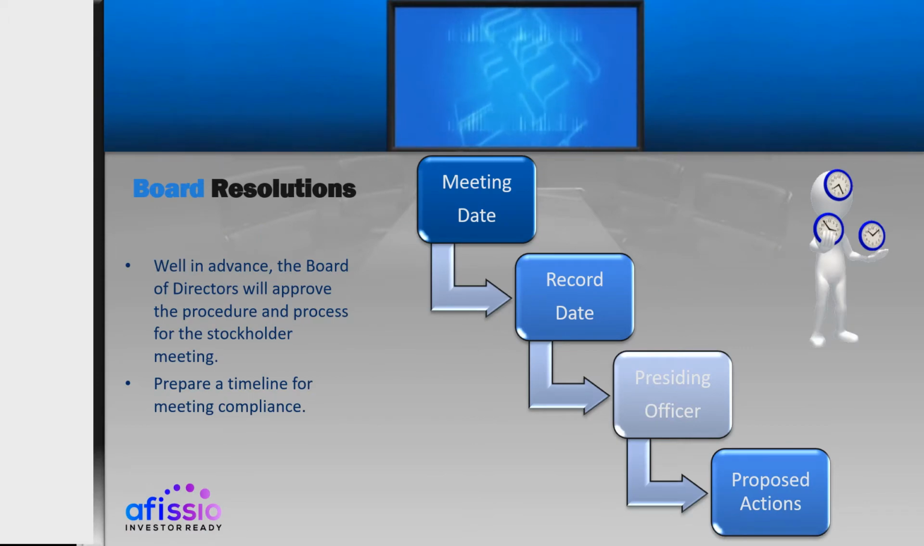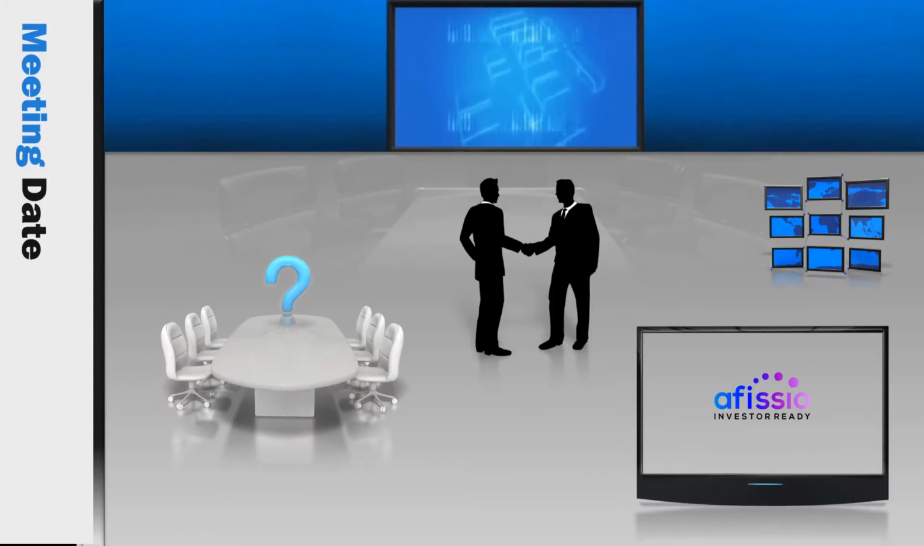Here are some of the items that the Board of Directors should resolve months before the meeting. Let's break these down. Set the stockholder meeting date pursuant to the terms of your company's bylaws or certificate of incorporation. The date you set your meeting will depend upon some of the following items.